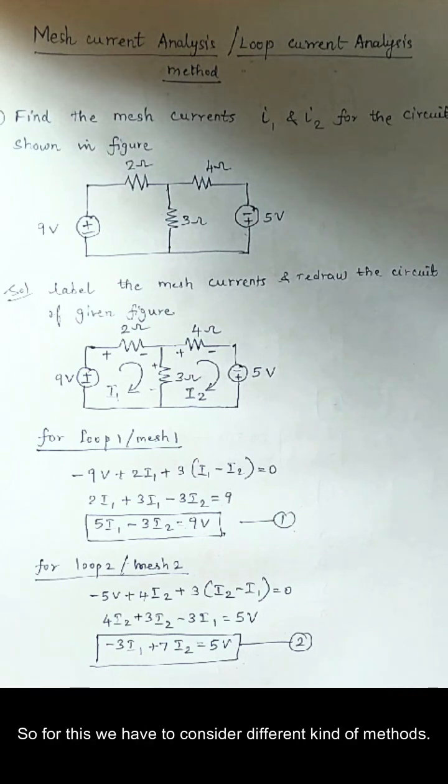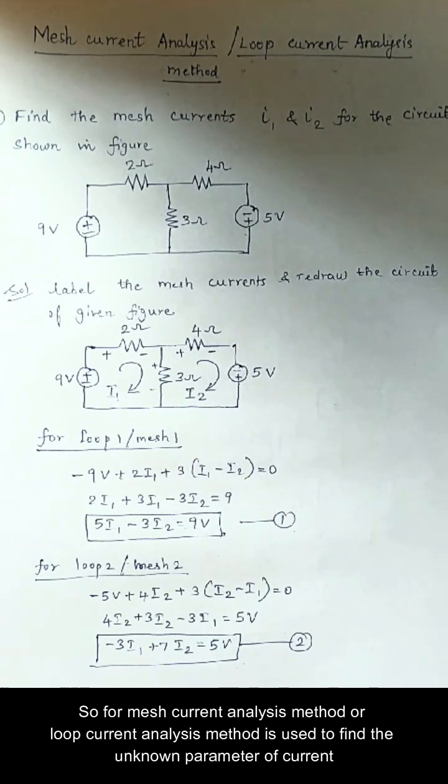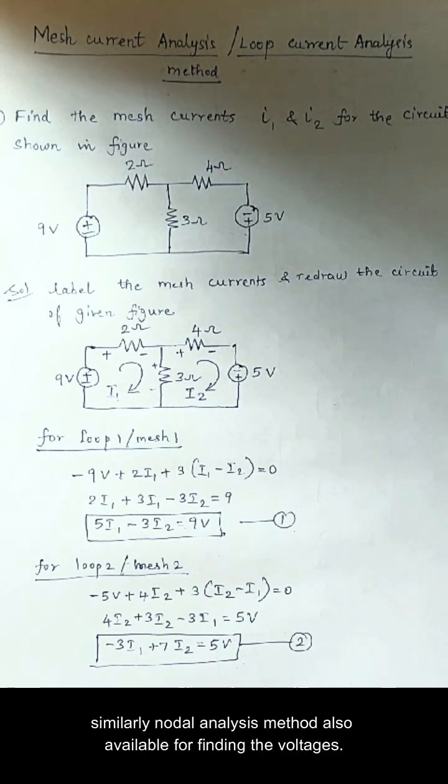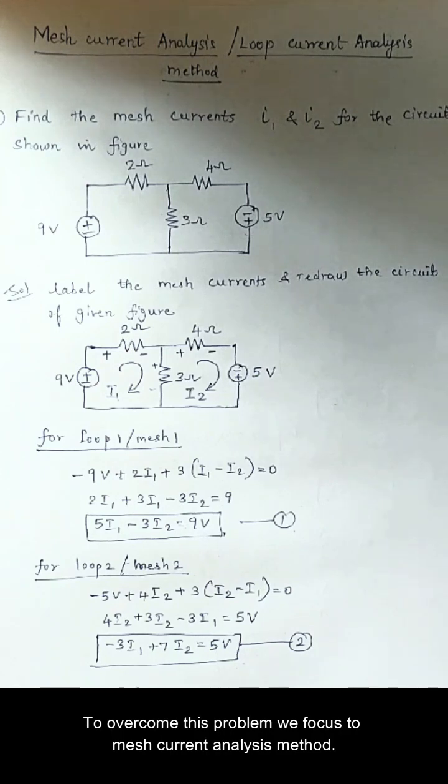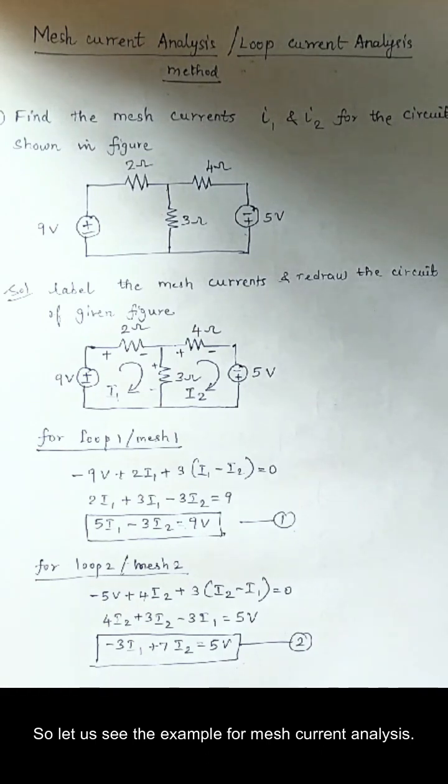So for this we have to consider different kinds of methods. The mesh current analysis method or loop current analysis method is used to find the unknown currents. Similarly, the nodal analysis method is also available for finding the voltages. These are the two important methods, mainly used in electronic circuits to find current and voltage for complex circuits. To overcome this problem, we focus on the mesh current analysis method. Let us see an example for mesh current analysis.